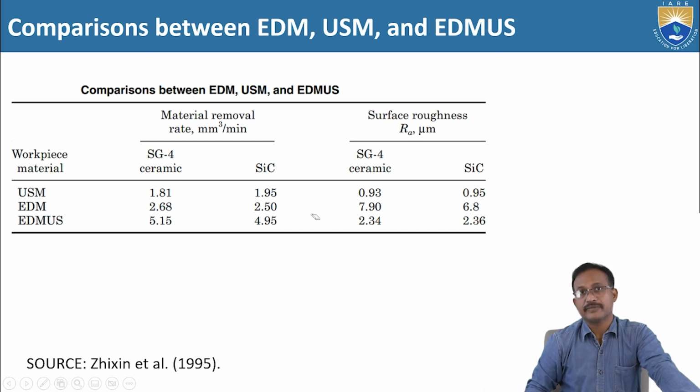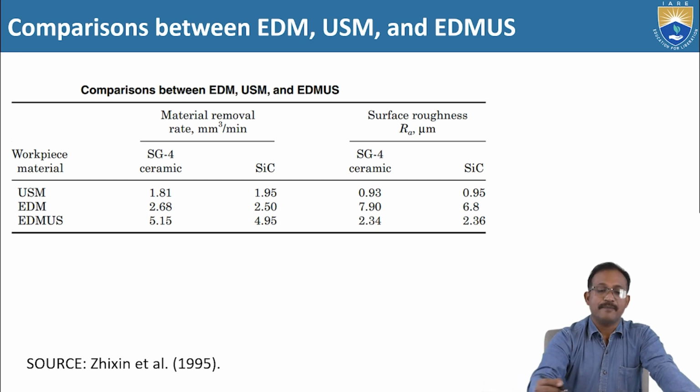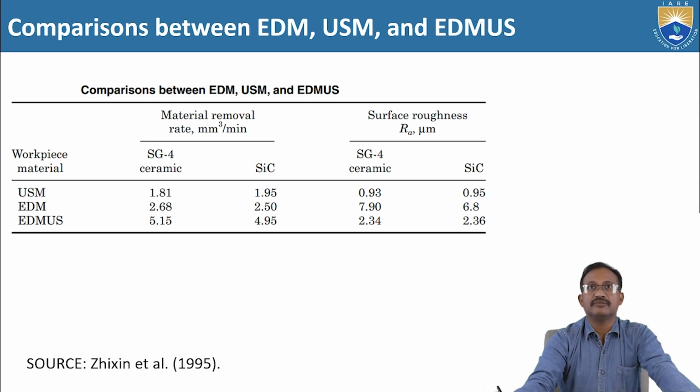The source for this table is Jixin et al. during the year 1995. So this is the comparison table for EDM, USM and EDMUS for different materials and different conditions.